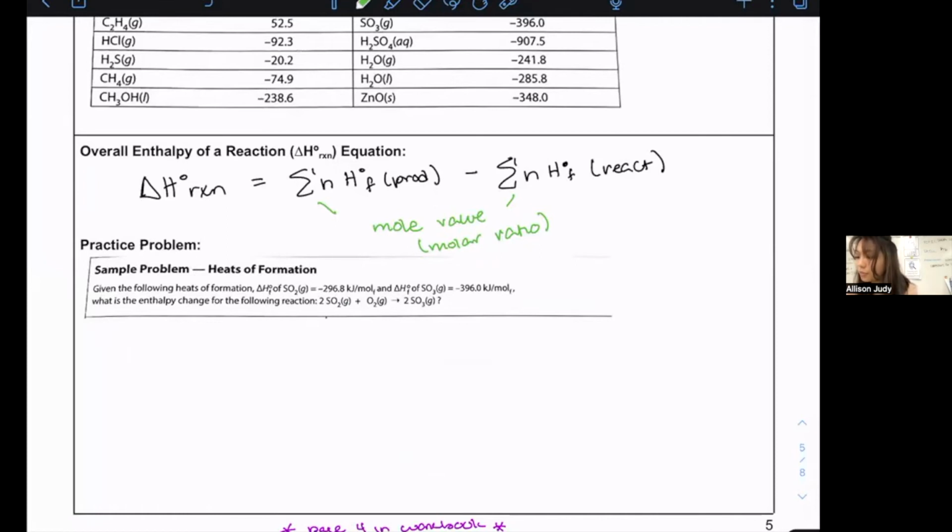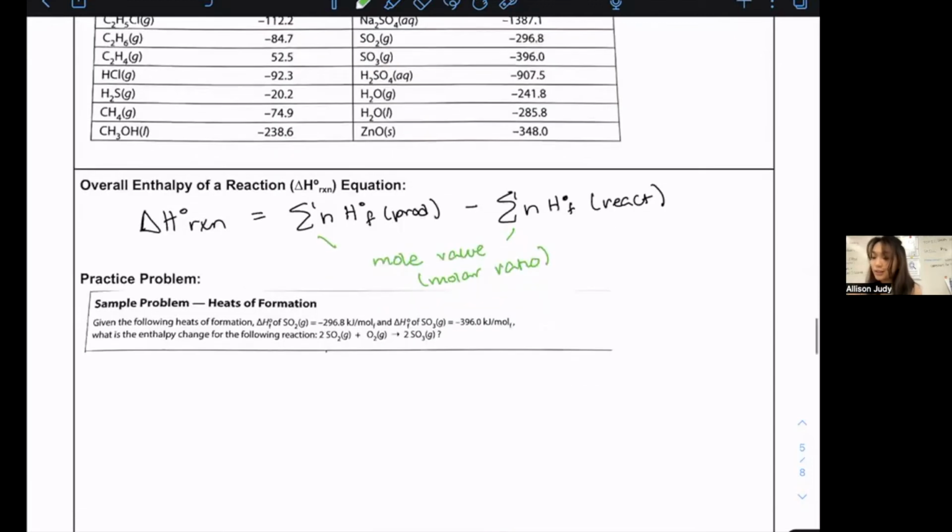Then we have the enthalpy of formation value for sulfur trioxide, again another synthesis that is exothermic, with a value of -396 kilojoules per mole. What is the enthalpy change for the following reaction? And of course they didn't give us O2, but here's a little trick. I'll explain in a second why they didn't need to give us O2. Maybe I'll write it up here in the notes.